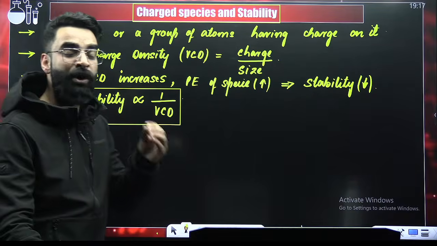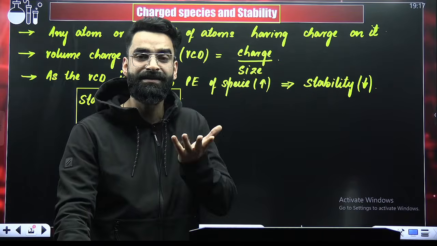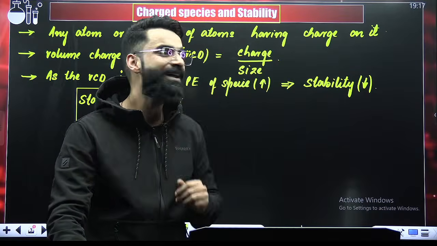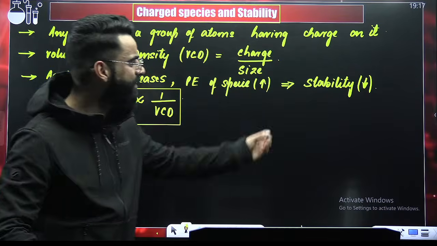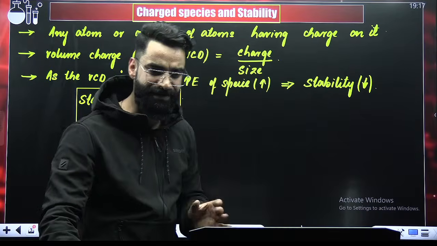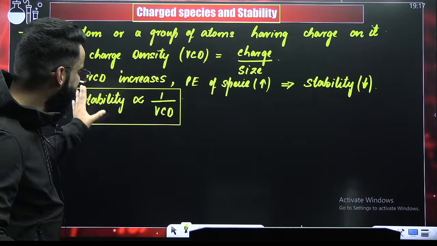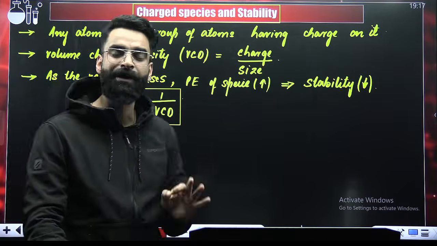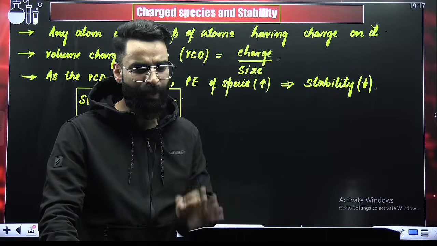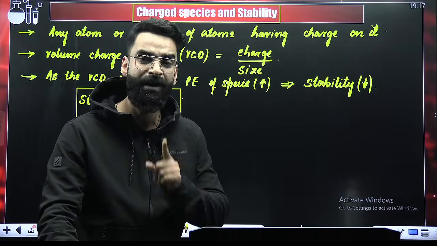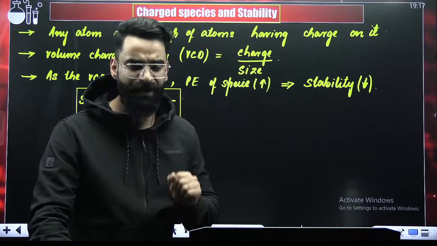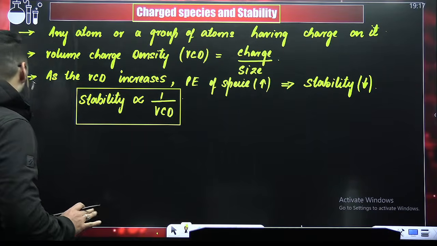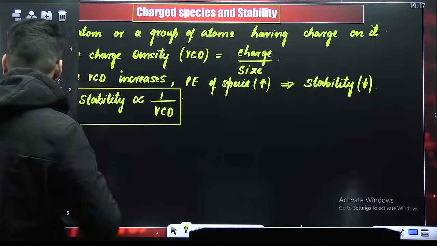And as the volume charge density increases, potential energy of the system increases, and as the potential energy increases, I would say stability automatically decreases. So remember from now onwards, stability is inversely proportional to what? Stability is inversely proportional to VCD, and VCD stands for volume charge density. I believe this particular stuff is clear to every one of you, right?